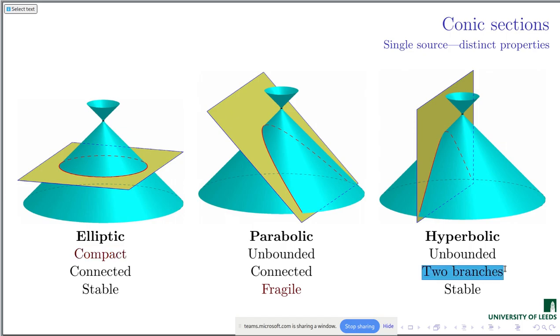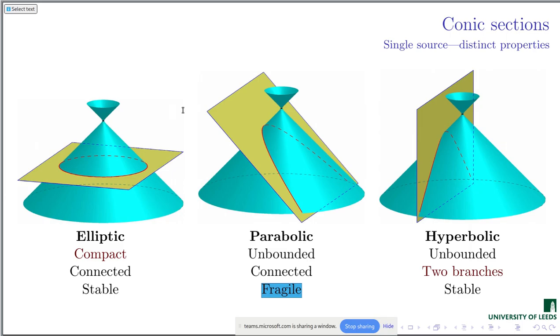The hyperbolic section has two branches. So the second branch shall be present on the upward half of the cone. I did not draw it, but it's easy to imagine. While the other conic sections, elliptic and parabolic, just consist of a single branch. They are connected. And a distinguishing property of the parabolic section is that it's fragile.